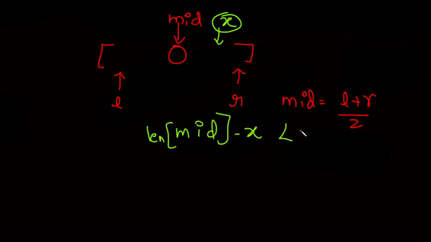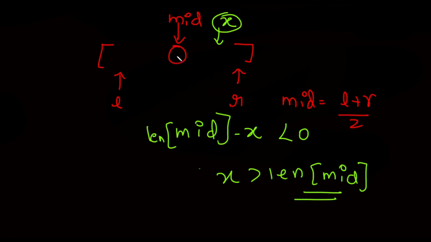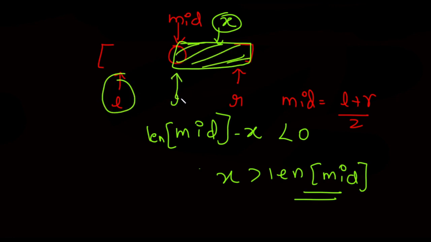minus x is less than 0, that means x is greater than length of mid. If this condition is satisfied, then definitely our x will be in this part of the array. So we'll just shift L to mid, and then we'll call this same algorithm iteratively. Again we'll set L to mid, and then run this loop again.